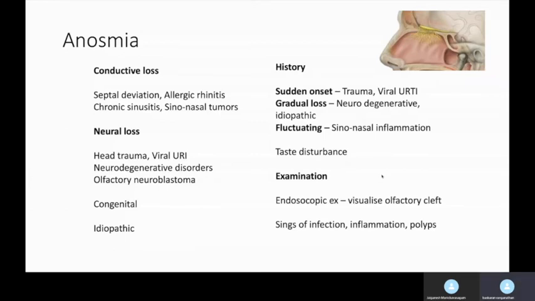Examination should be thorough, like how we do a nasal examination, with a Thudichum speculum and endoscopic examination. In the endoscopic examination, it's important to visualize the olfactory cleft. See if there is any swelling or any signs of infection or inflammation.